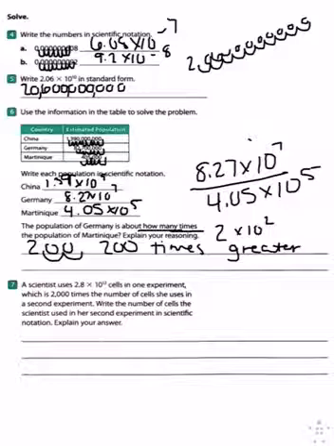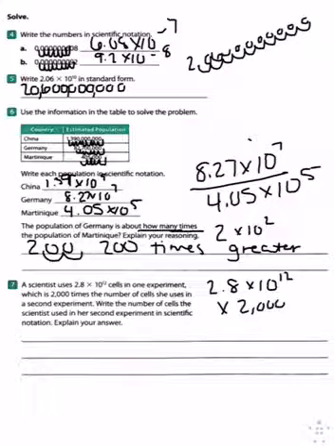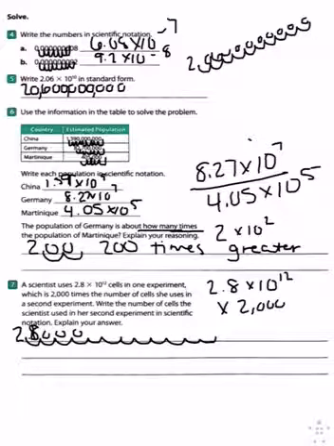Number 7, a scientist uses 2.8 times 10 to the 12th cells in one experiment, which is 2,000 times the number of cells she uses on a second experiment. Write the number of cells the scientist used in her second experiment in scientific notation. I'm going to multiply 2.8 times 10 to the 12th times 2,000. I'm first going to write 2.8 in standard form, so I'm going to go 1, 2, 3, 4, 5, 6, 7, 8, 9, 10, 11, 12, and fill it in with zeros. You should have 11 zeros in the problem, times 2,000.